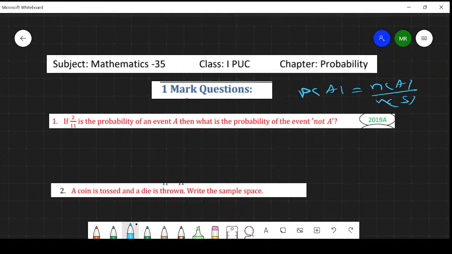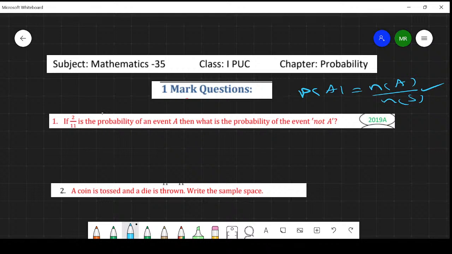When I have taken A as an event, probability of A they will write as n of A by n of S. S is the sample space, and A is the given event. The favorable events to A by the total number of sample points gives P of A equal to n of A by n of S. It gives the probability.